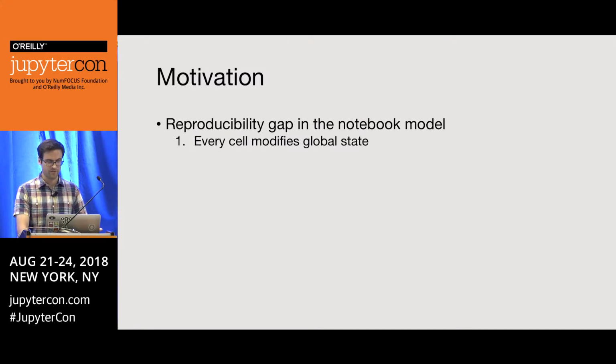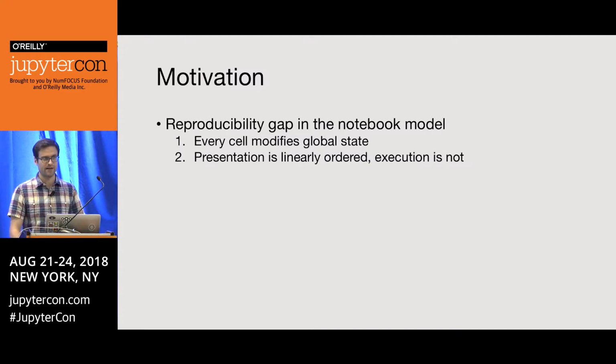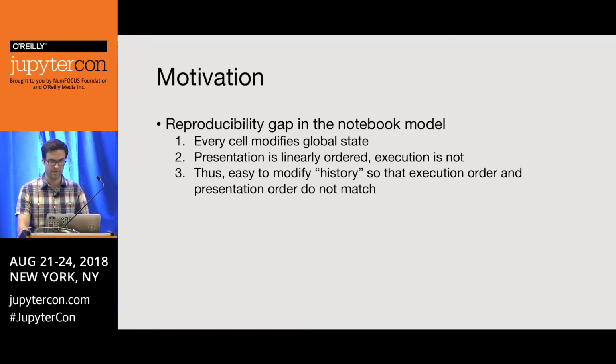So on one hand, we have this ability for every cell to modify the global state, no matter where it exists in the notebook. And this is great for being able to move around and play around with data, with a very low barrier to entry for exploring things. But it has this intrinsic inconsistency, which is that the presentation of cells is linearly ordered, but the execution of cells is not necessarily linearly ordered.